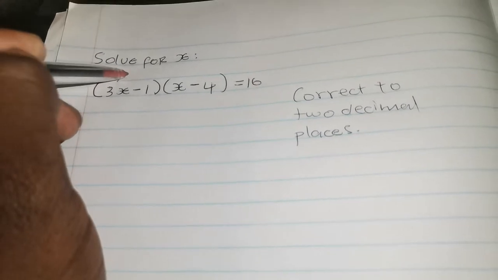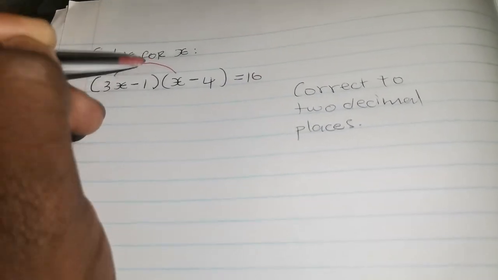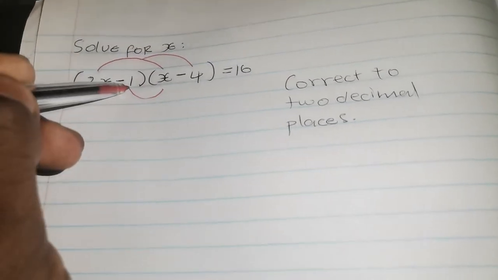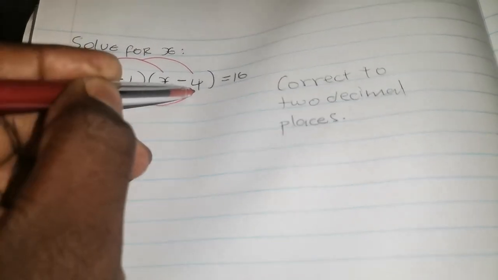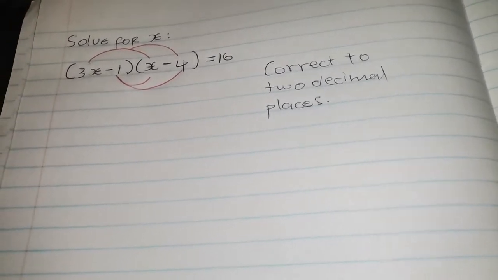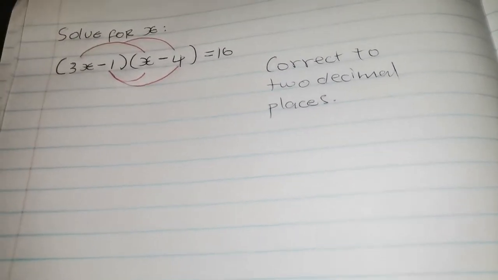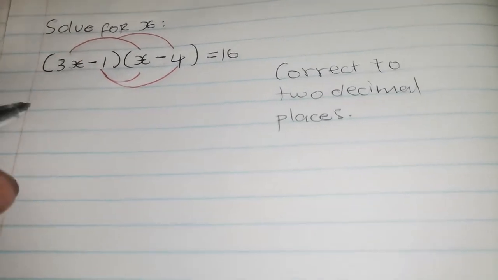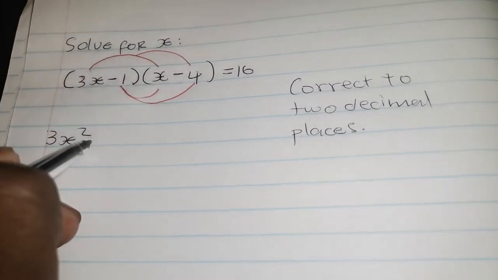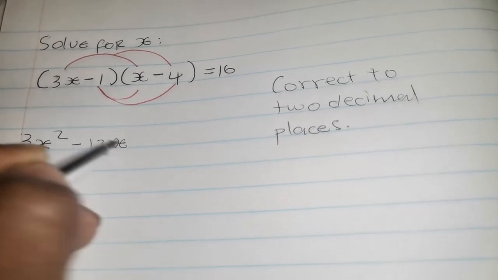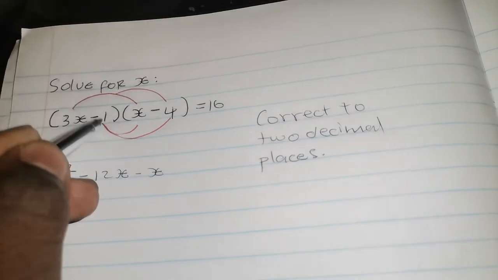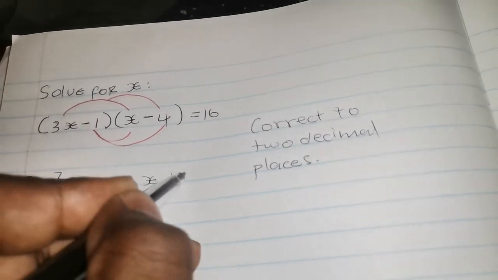So 3x is going to multiply x, 3x is going to multiply negative 4, negative 1 is going to multiply x, negative 1 again is going to multiply negative 4. Then you are done, guys. Add like terms, you collect them, then you simplify. So guys, 3x by x is going to be 3x squared. 3x by negative 4 is going to be negative 12x. The negative 1 by x is going to be negative x. The negative 1 times negative 4 is positive 4.